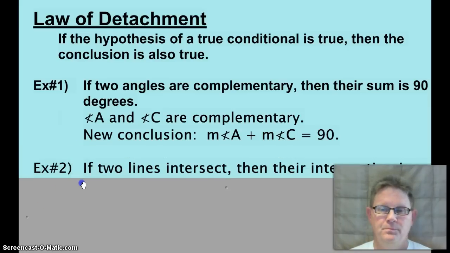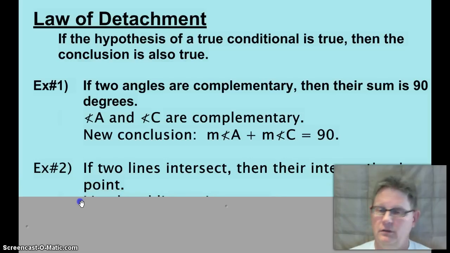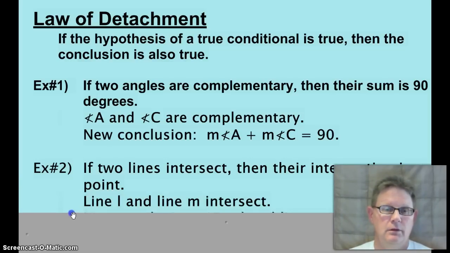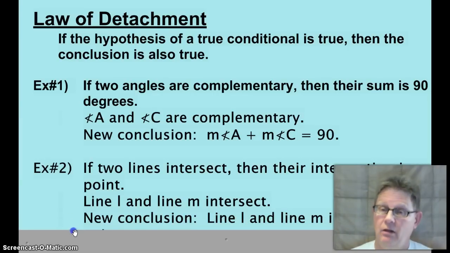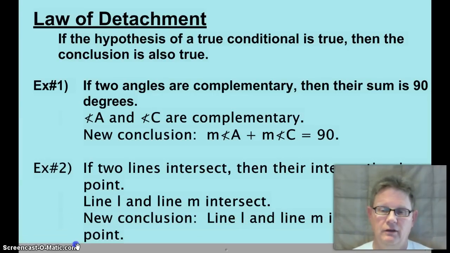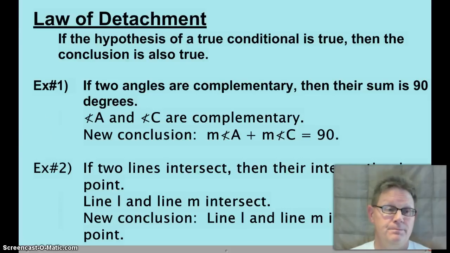Next example. If two lines intersect, their intersection is a point. Line L and line M intersect. Your new conclusion, not going to say their intersection is a point, you're going to say line L and line M intersect at a point. Very specific conclusion about L and M. We don't want to use pronouns in there at all.